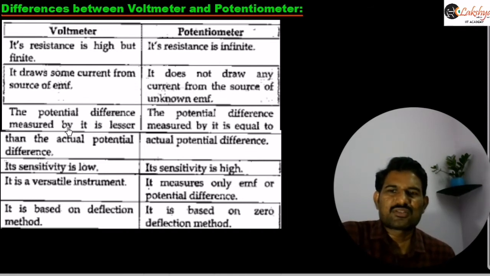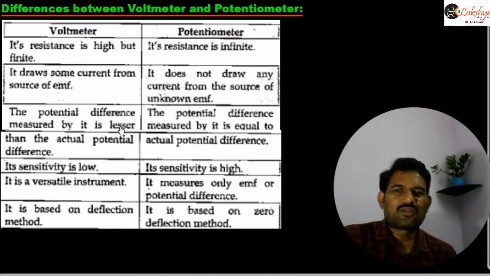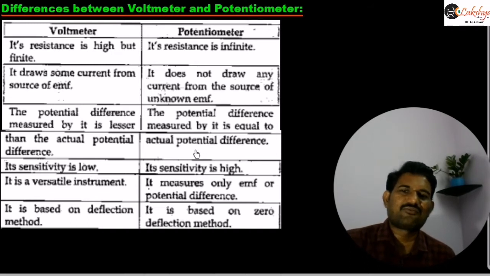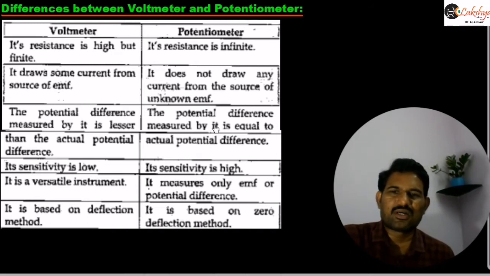The potential difference measured by the voltmeter is lesser than the actual potential difference here. This value we know already. The voltmeter will give a value less than this actual value. The potential difference measured by the potentiometer is equal to the actual potential difference because it does not draw any current from that main circuit. So it gives a more exact value there.